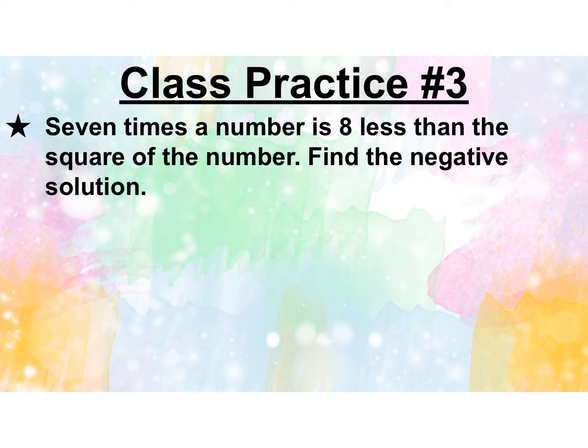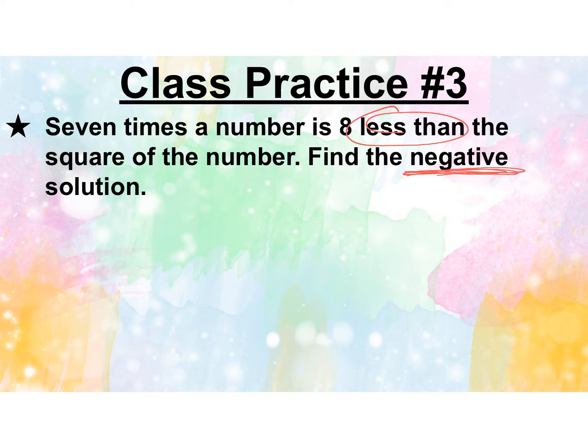Here we have the number types of problems. 7 times a number is 8 less than. We have to be careful of that. We have to switch the order there. Then the square of a number. Find the negative solution. So pay attention. Sometimes they'll ask you for positive, or sometimes they'll ask you for negative.